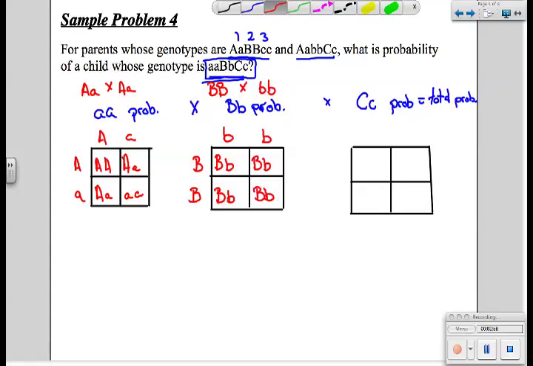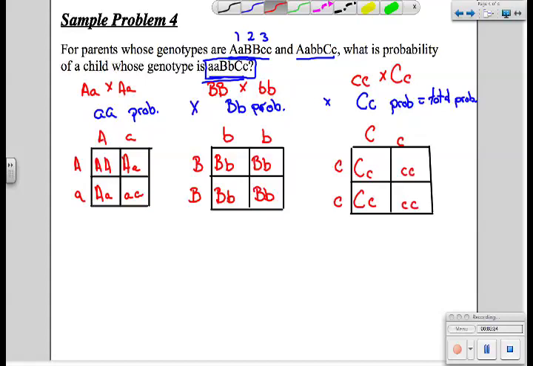Let's do the same thing for the C trait. We're doing these separately because each trait sorts independent of one another. The results of the B crossing and how the B's segregate to make my different gametes are completely independent of how the A's or the C's cross. For the C's, one parent is homozygous recessive, the other parent is heterozygous. One parent down the side, the other parent across the top. Solve your cross. Be careful with C's because capital and lowercase look so similar. Make sure that you don't get confused here, that your handwriting is neat.